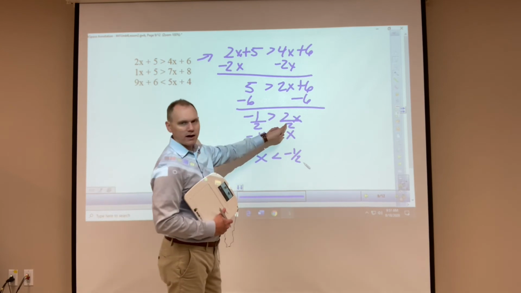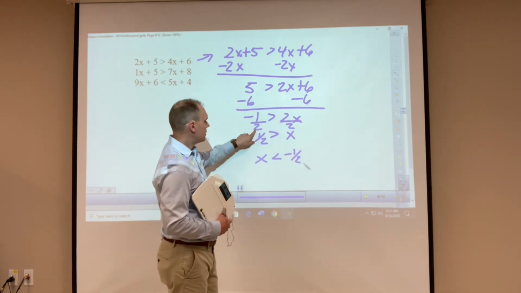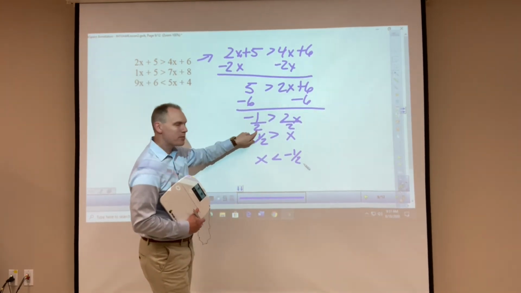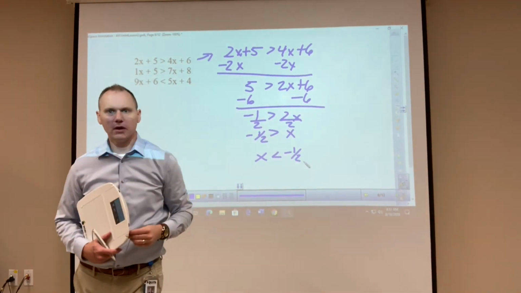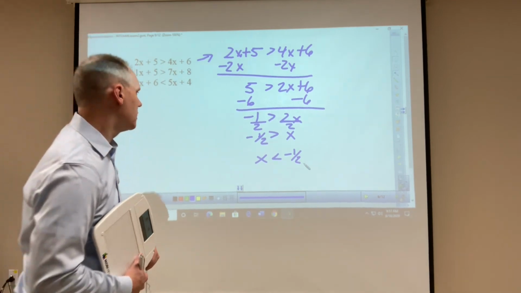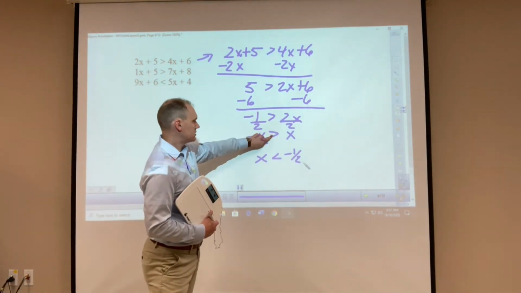Notice, did we divide by a negative here? No, we divided a negative number by a positive number. So this is still positive. We did not divide by a negative, so we do not have to switch the sign when going from this step to this step.